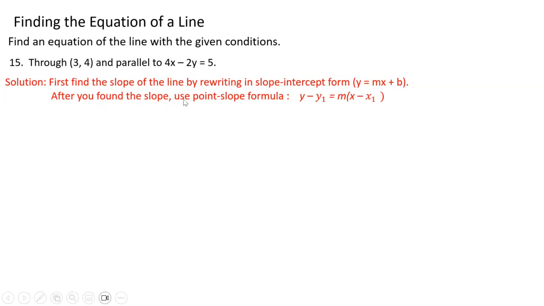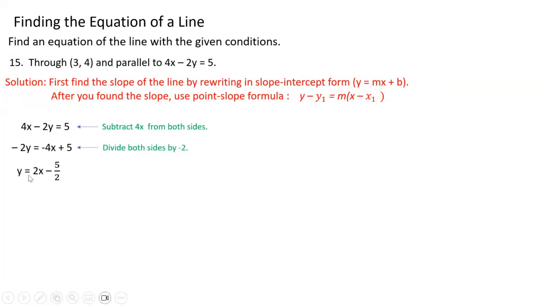After we do that, we're going to know what the slope is and plug it into the point-slope formula. We know that the x is 3 and the y is 4, but I'm missing my m. So here we go. Let's rewrite 4x minus 2y equals 5 in the proper form. We start by subtracting 4x from both sides. It's going to give us -2y equals -4x plus 5. We divide both sides by -2. So it's going to give us y equals 2x minus 5 over 2.